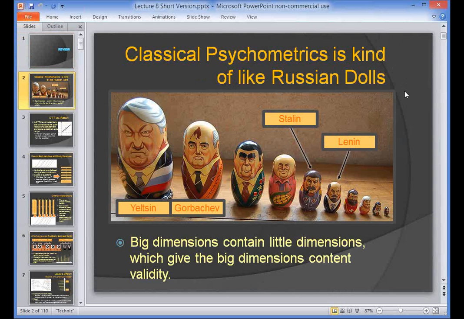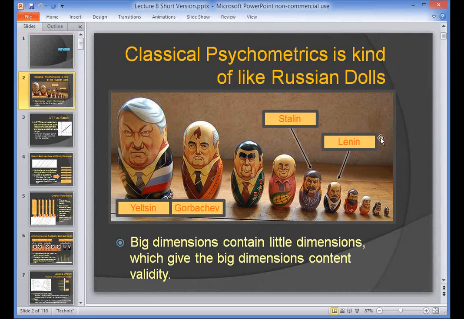And essentially what I want to say is that classical psychometrics is a little like Russian dolls. So as you can see here, you have a picture of Russian dolls. The thing that defines the Russian doll is that you can untwist the head off of the Russian doll and you open it up and there's another little doll inside it. And you unscrew the head off that one and you open it up and there's another little Russian doll inside it. And you take that one out and you unscrew the head from that one and you open it up and there's another little Russian doll inside it. And that idea pretty much, I guess, continues forever.